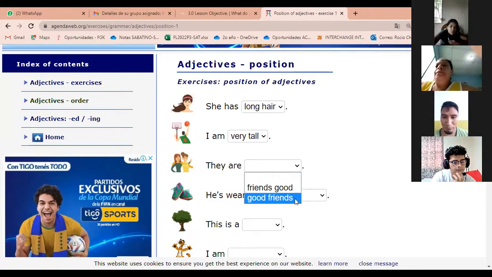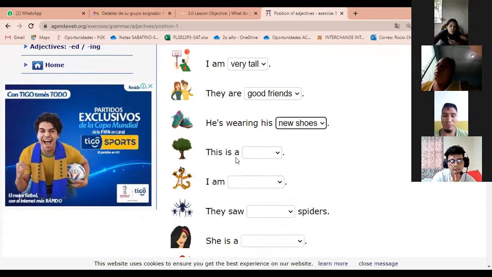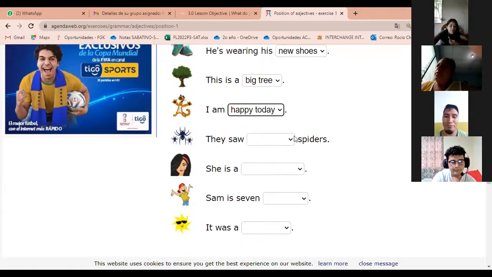They are friends good or they are good friends? Good friends. He is wearing his new shoes or he's wearing his shoes new? New shoes. This is a tree big or this is a big tree? Big tree. I am happy today. I am today happy. I am happy today. They saw ugly three spiders or they saw three ugly spiders? Three ugly.